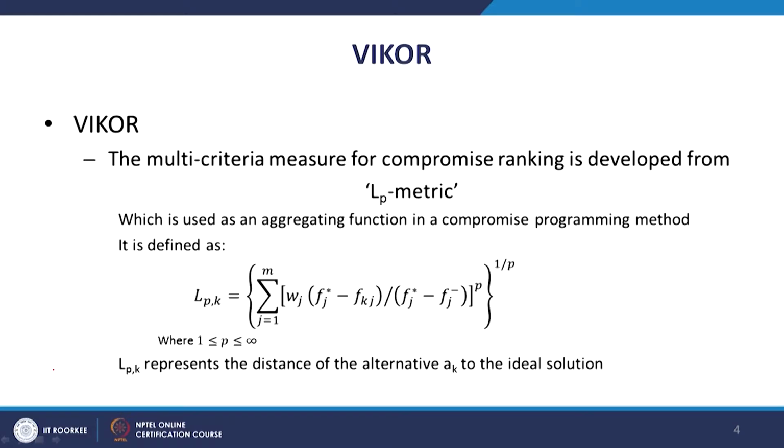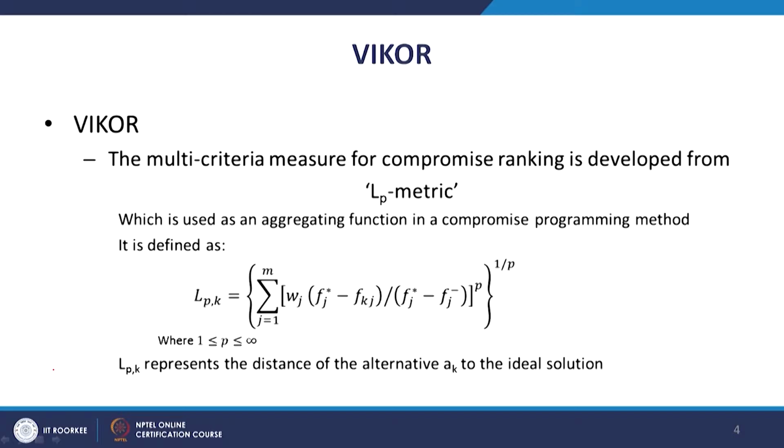So, LPk, where p is a parameter ranging between 1 to infinity. In the expression, you can see within the curly braces the power of 1 divided by p, and inside it we have the summation ranging from j equal to 1 to m, where j is for criteria. So the number of criteria that we have is m; we have a total of m criteria.